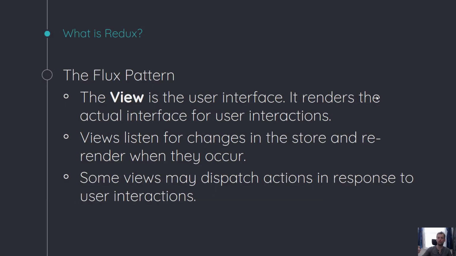So the view is just what we talked about before. In the case of React, it's the JSX. It is your actual manifestation of the user interface, right? So the views are listening for changes in the store, they're looking for changes in the state, and then they re-render when those changes have occurred. And also keep in mind that some parts of the view can itself dispatch actions that will update the state that is in the store.